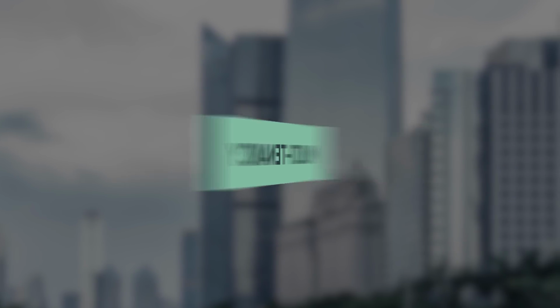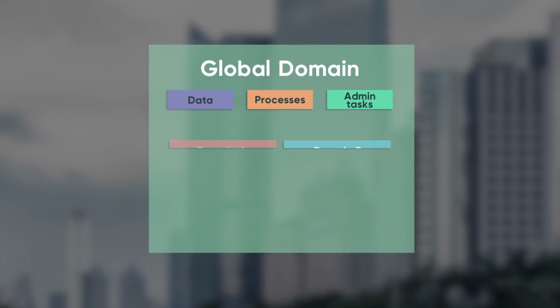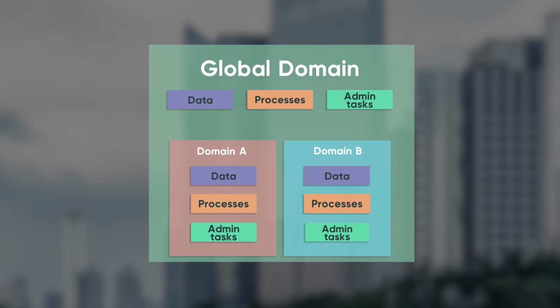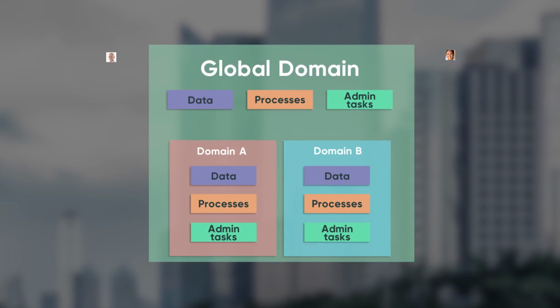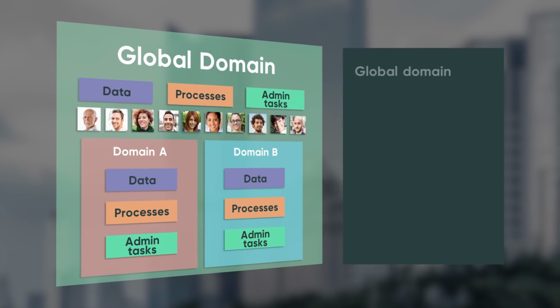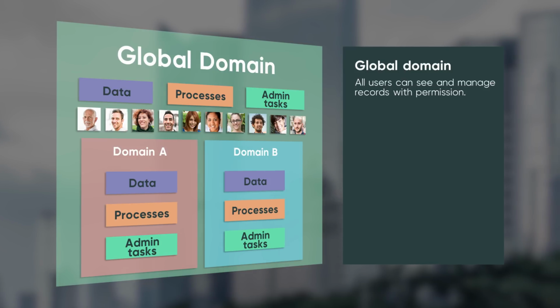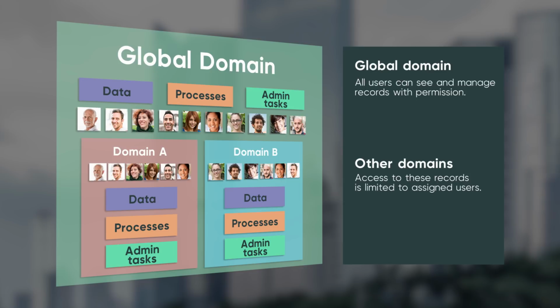Domain separation, also called multi-tenancy, allows you to separate data, processes, and administrative tasks on an instance into logical groupings called domains. You can then control several aspects of this separation, including which users can see and access data. All users can see and manage records in the global domain if they have the proper permissions. But access to records in other domains is limited to users who are assigned to that domain.